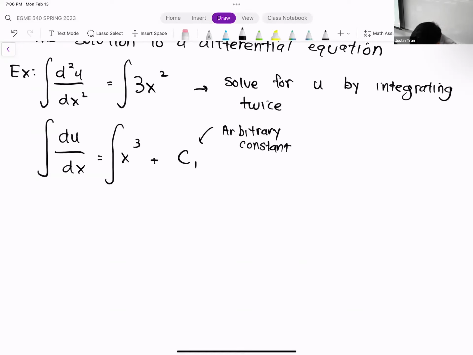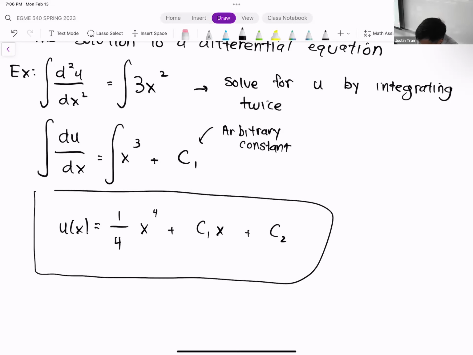And so if we integrate again, we get u of x is equal to the integral of x cubed, which is 1/4 x to the 4th plus c1 x plus c2. This right here is our general solution.